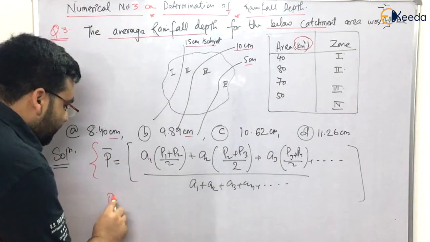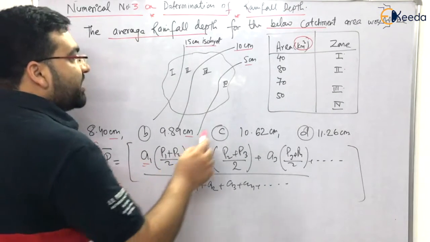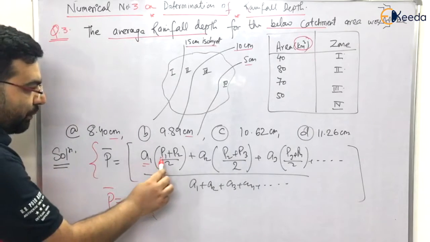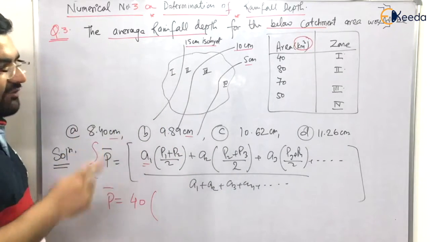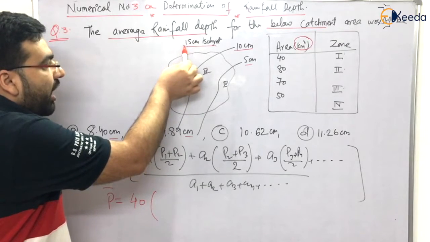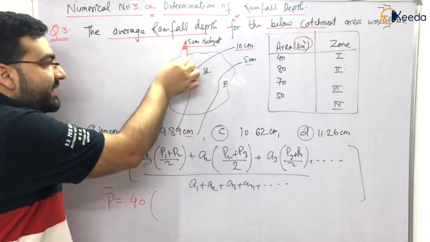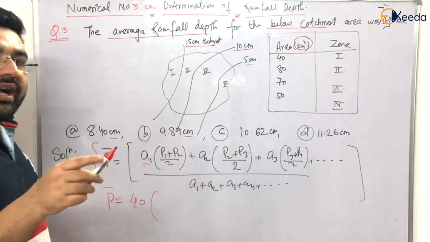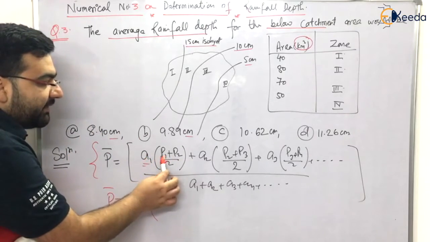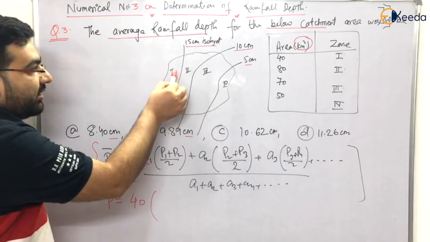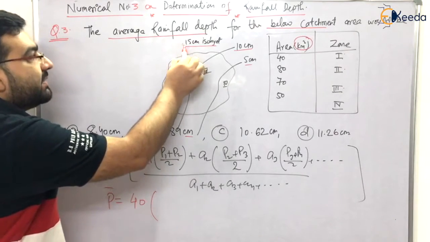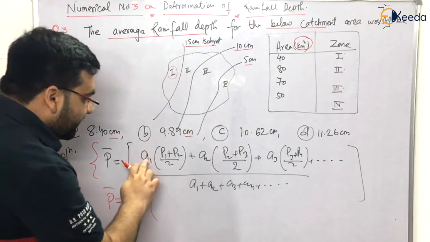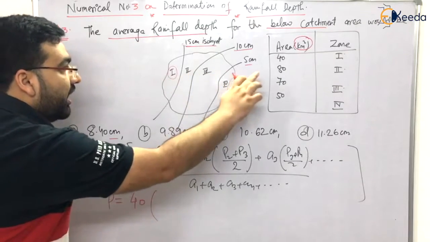It is very simple. So P bar will be equal to A1. How much is A1 for zone 1? For zone 1 it is 40 km square, right? Into P1 plus P2. Now this is important. That is why I have chosen this question, right? Because this isohyet goes from the contour or from the catchment area, right? Now I told you that P1 plus P2 means the area between two isohyets. But here this area has only one isohyet, that is 15 centimeter. There is no such other isohyet here. So A1 will be equal to 40, right?